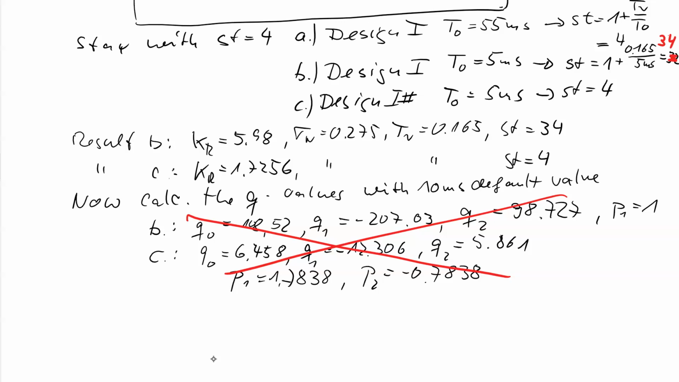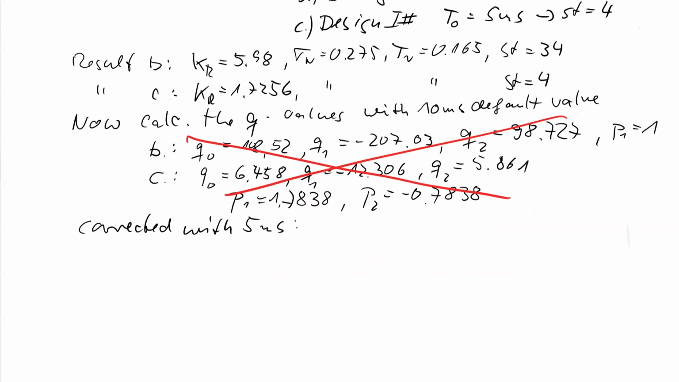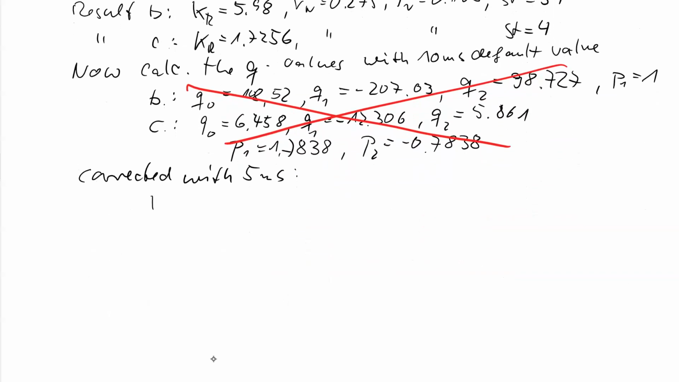So what I have to do now is I copy these values, correct it with 5 milliseconds. Sorry. So I redo the conversion now for B and for C to show you that really I have the same results independent of which program I use. Sorry for this mistake.